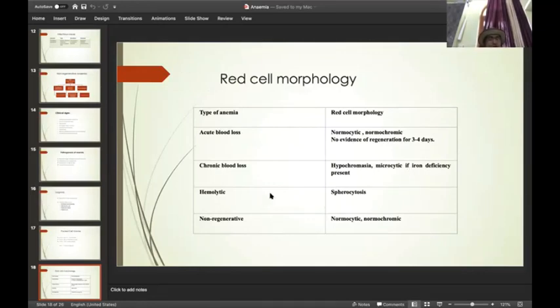In case of hemolytic anemia, we are seeing spherocytosis. Now, this is again a very, very important term, in which the shape of the RBC becomes spherical in nature. That RBC shape is also very, very important.